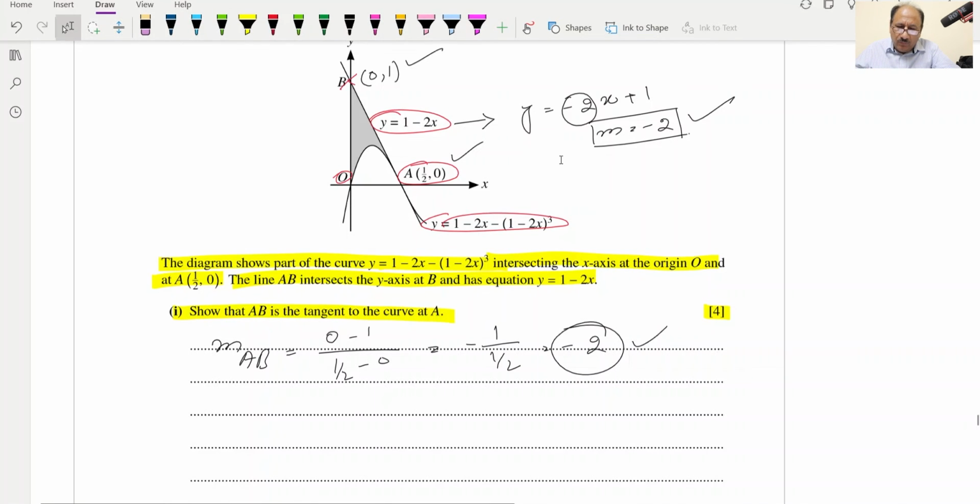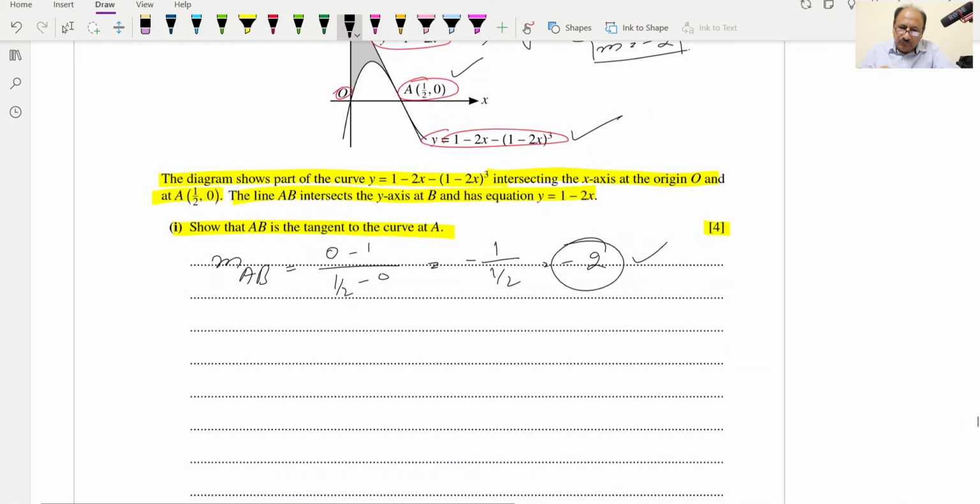And we know that the gradient of this line is also touching this curve, so we can take y is equal to, we'll take the derivative of this basically.